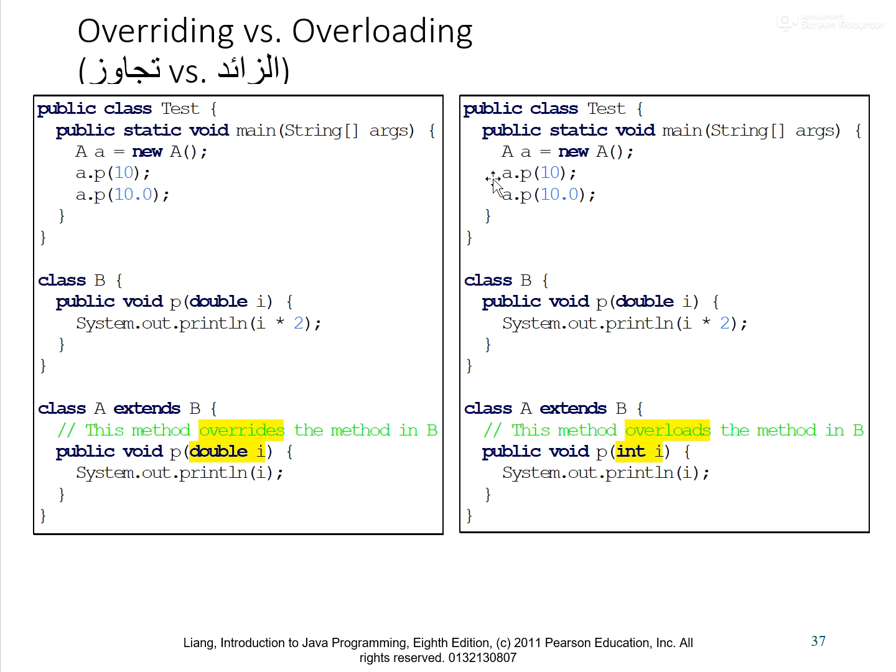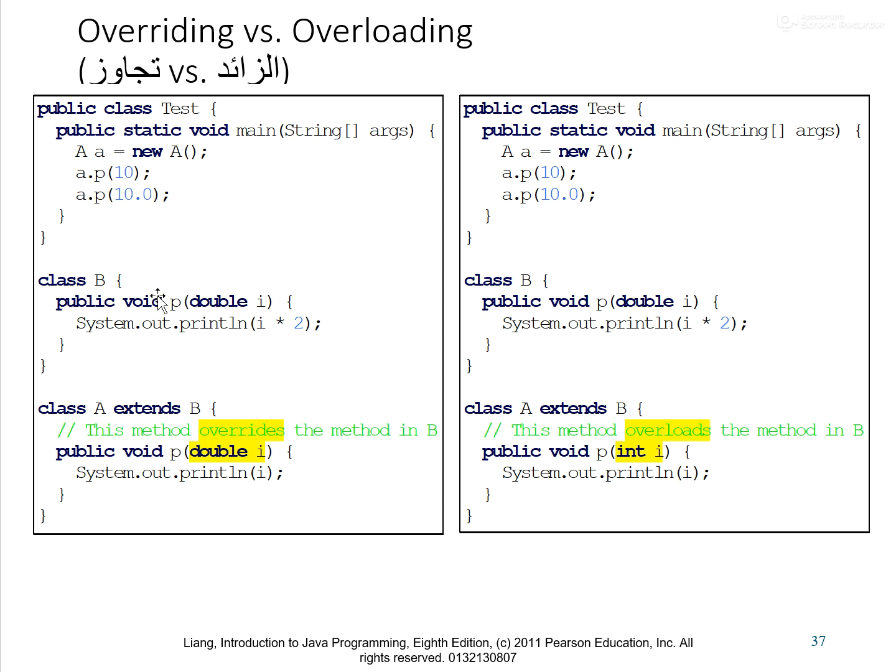So here on the right side, for example, we have a superclass B and a subclass A, which extends B. B has a method P, which takes a double. A also has a method P, but this one takes an integer. So same method name, P, but different argument types. This one takes a double, this one takes an integer. Of course, this method could be doing something else, with completely different code inside. This is an example of method overloading.